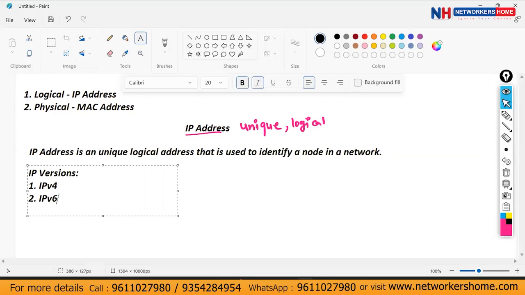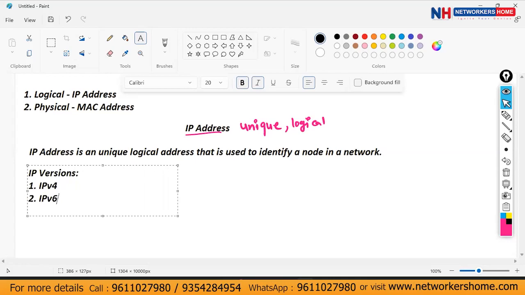But IPv4 is not sufficient. IPv4 was designed long back. At that time, the developers thought that IPv4 has somewhere around 4 billion addresses, and the internet was not being used as much as it is today. So they thought 4 billion is more than sufficient. But soon they came to know that it will not be sufficient anymore.